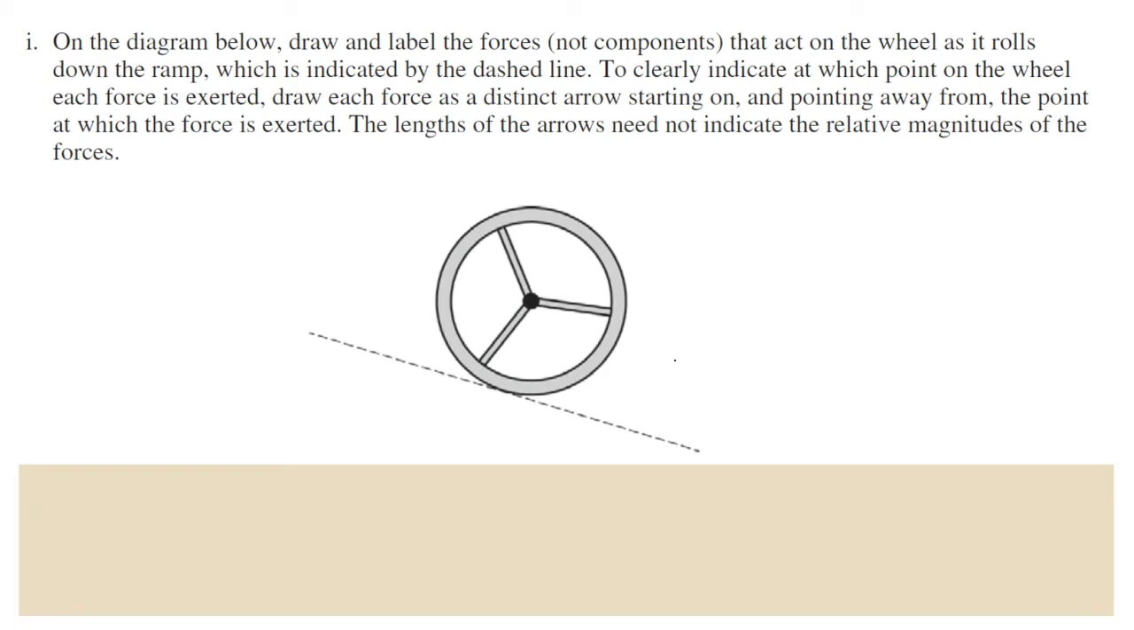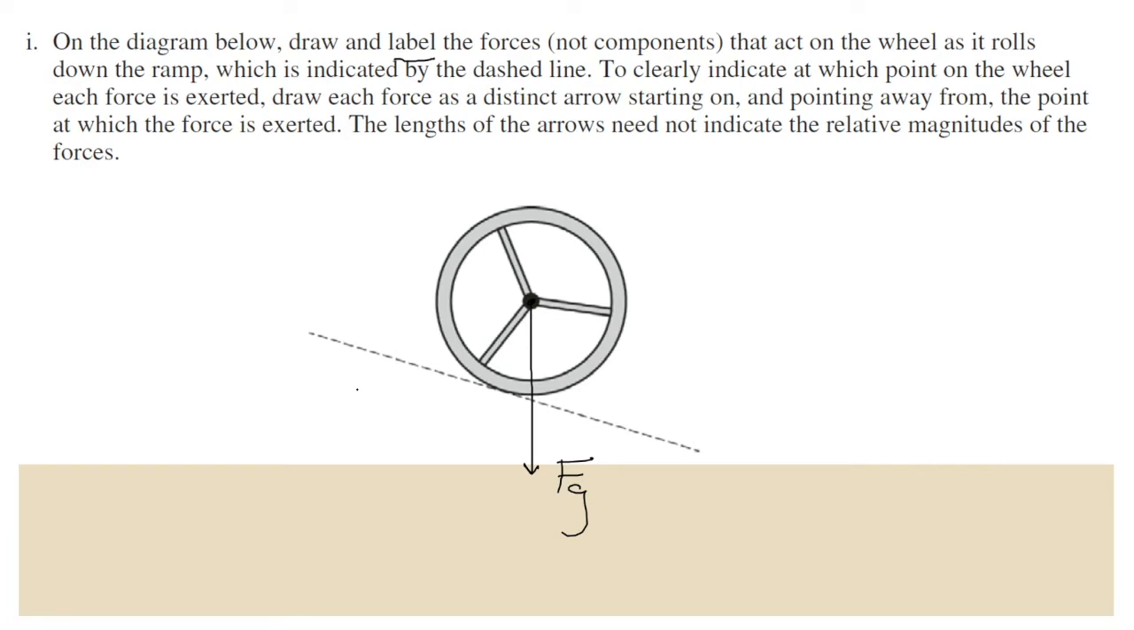So let's start with a super easy one. The force of gravity is going to start at the center of mass of the wheel, which is located at its geometric center, and it is going to come straight down. Since it does not say how long the arrows need to be or that the length should indicate how big the forces are relative to each other, I'm just going to draw it long enough that I can clear the ramp and the wheel and give myself enough space to label it, because they've asked me to draw and label the forces. So that's the force of gravity. It acts at the center of mass.